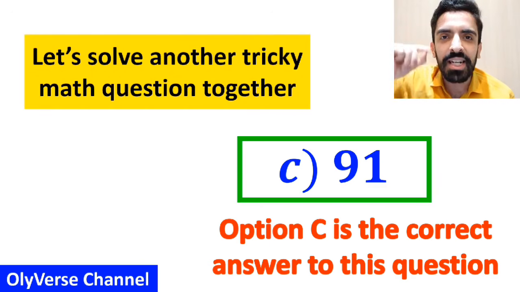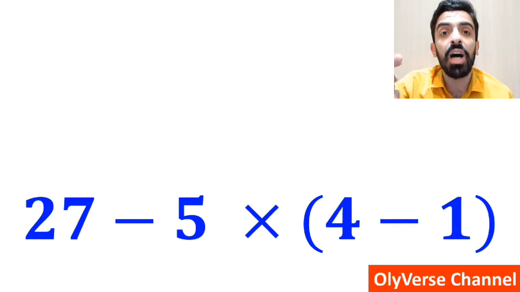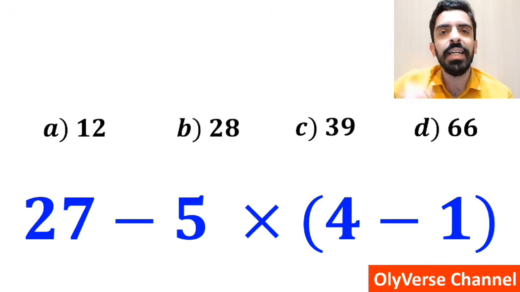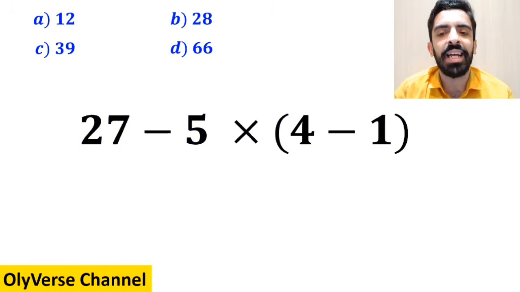Alright, now let's solve another tricky math question together. What is the value of the expression 27 minus 5 times open parenthesis 4 minus 1 close parenthesis? Which option do you think is the correct answer to this question? Let's go step by step and solve it together.